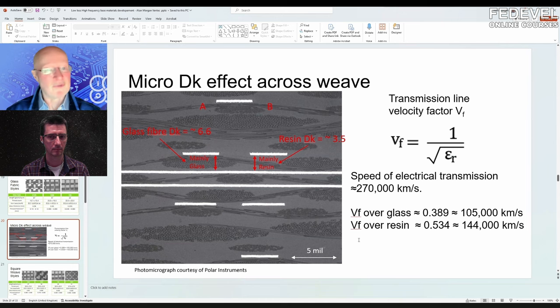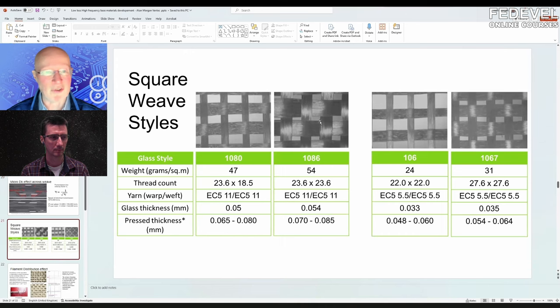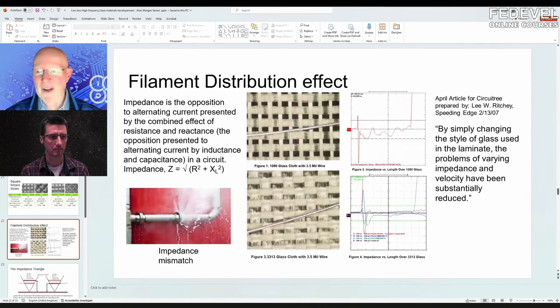So that is a very important consideration. And I showed some examples of the glass fabrics, just to show the different styles and the different gaps you get in them. And there's a very nice little bit of work.